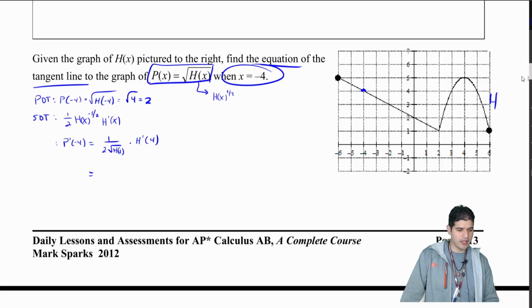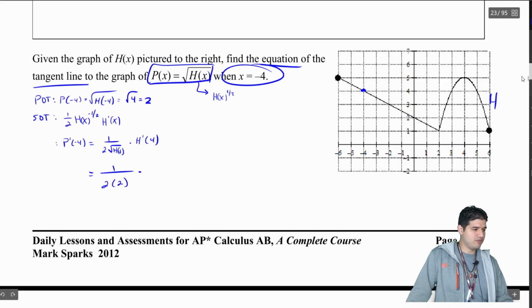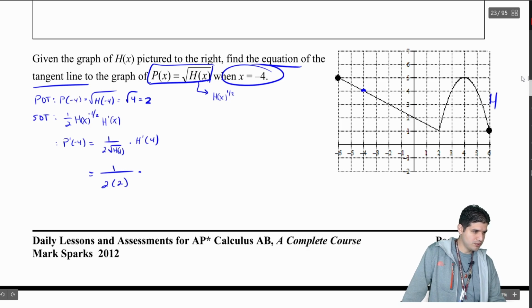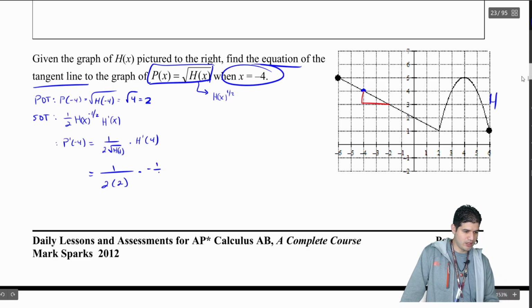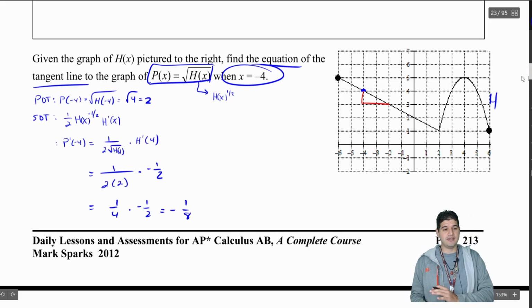All right, so 1/2 times the square root of h of 4. So h of 4 we just found was 4. So the square root of 4 is 2, times h prime of 4. So let's find this slope. Down 1/2, so that's going to be times -1/2. Okay, so I get 1/4 times -1/2, which is -1/8. And that's my slope of the tangent line.